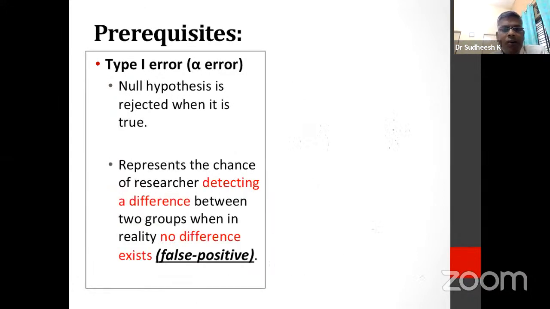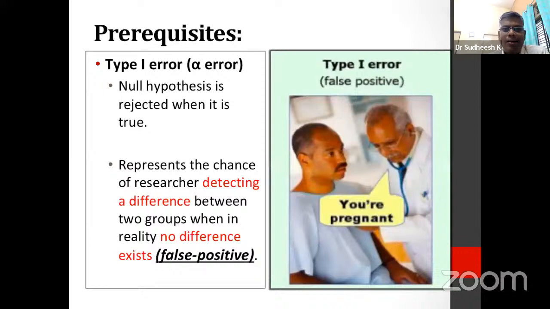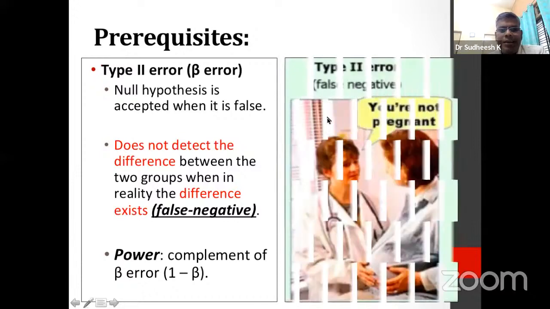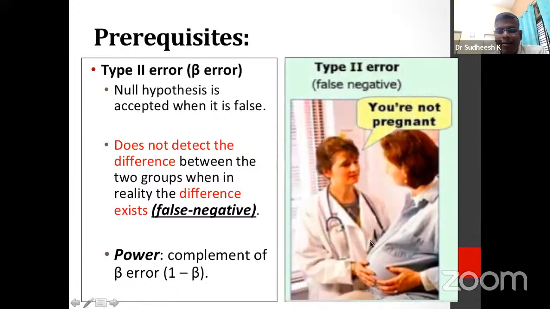So if you see this example, it's very simple. A clinician telling a male that you are pregnant. This is actually type 1 error. Whereas the clinician saying to a fully pregnant woman that you are not pregnant, this is type 2 error.